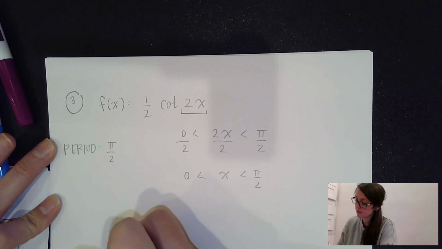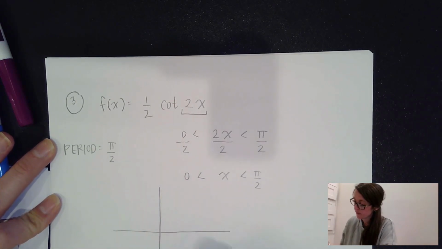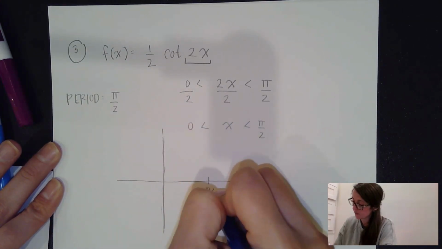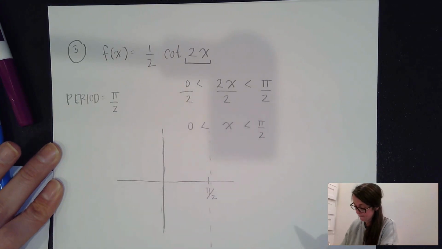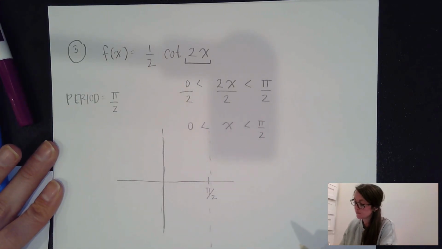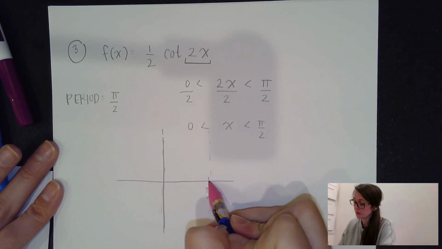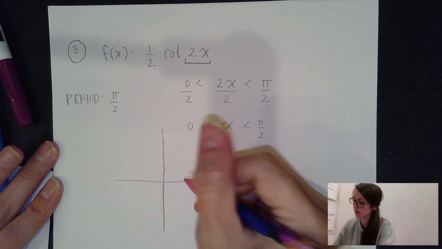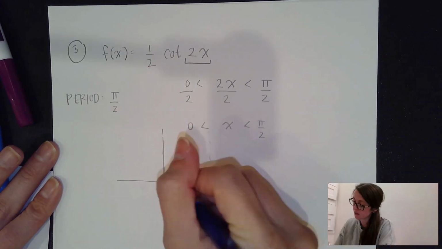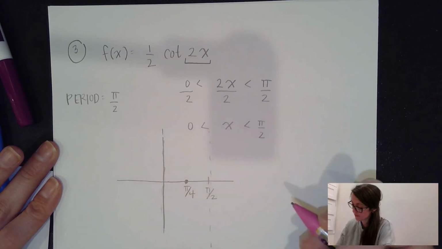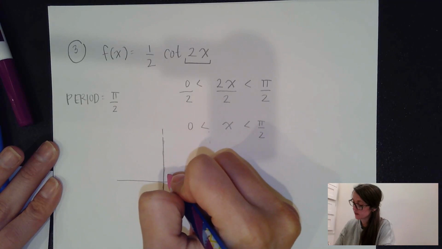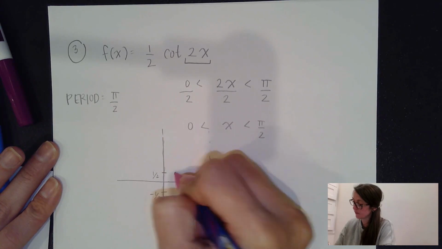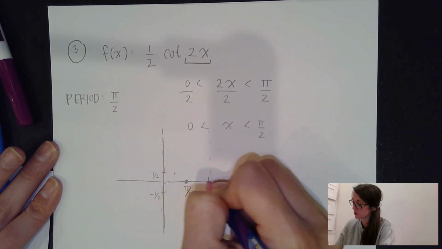So now your asymptotes for this cotangent graph are going to be at 0 and pi over 2. If your asymptotes are at 0 and pi over 2, it's going to cross the x-axis halfway in between 0 and pi over 2. So it's going to cross the x-axis at what? Pi over 4. This is going to be the 1/2 here and a negative 1/2. So halfway in between this distance here and halfway in between here.